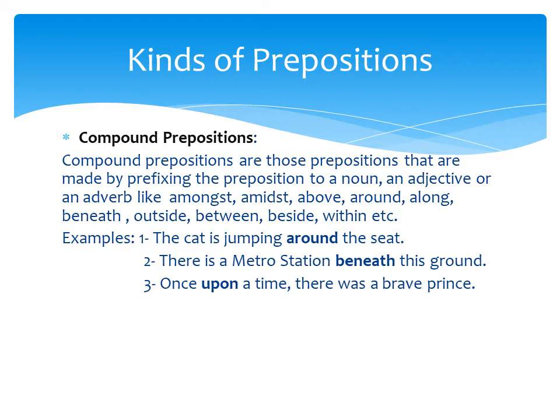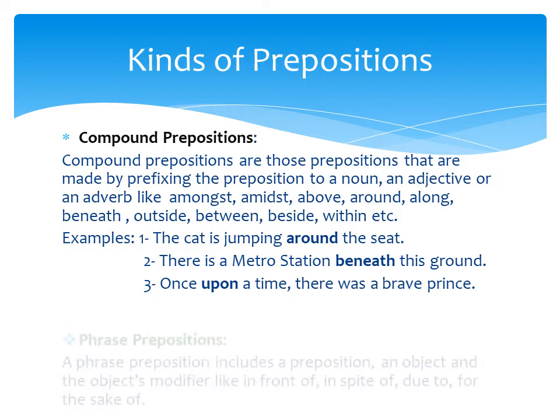There is a metro station beneath this ground. Here metro station is a proper noun. Over here beneath is the preposition which is telling us where the metro station is. Once upon a time there was a brave prince. Here upon is a preposition.